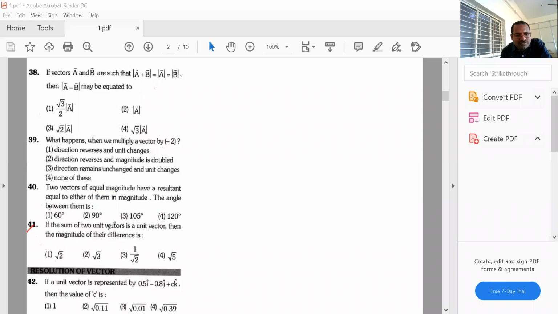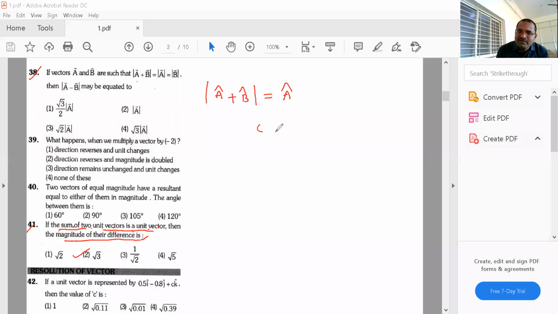If the sum of two unit vectors is a unit vector, then the magnitude of their difference, how much? Root 3. Again, this concept only I am using. They are saying that the sum of two unit vectors is a unit vector. See, consider A bar as one unit vector and B bar as another unit vector. The resultant of these two is also a unit vector.